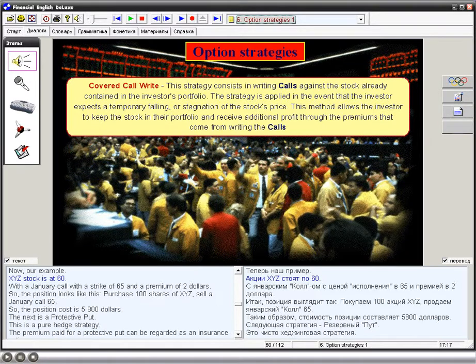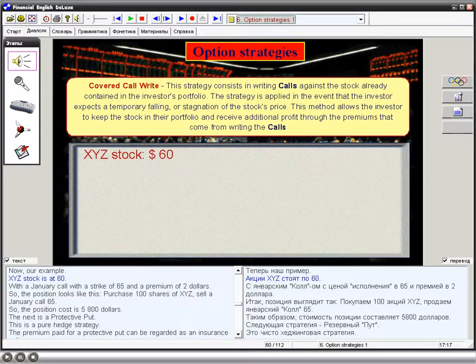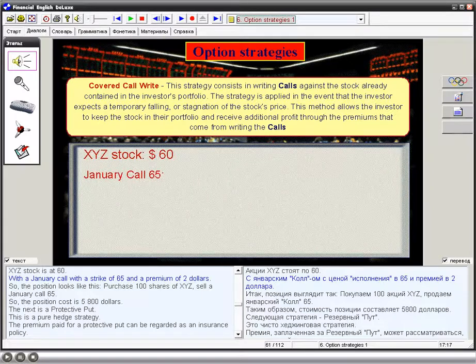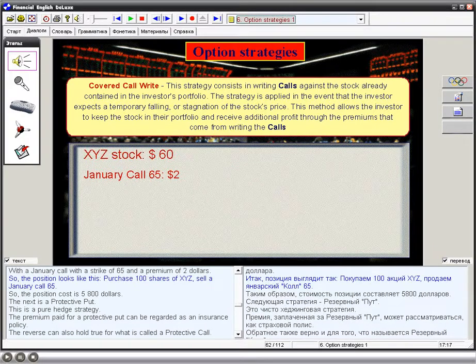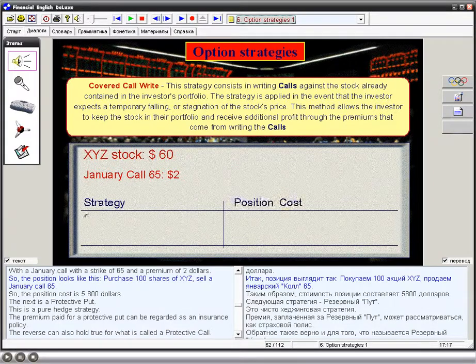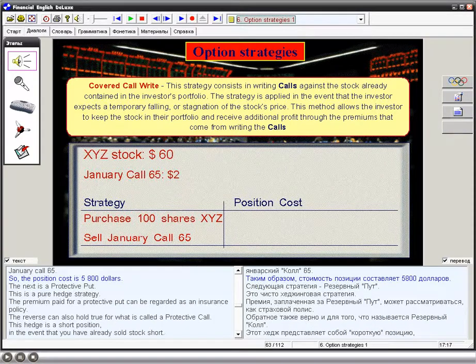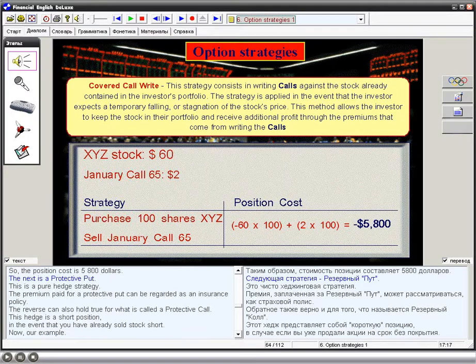Now our example. XYZ stock is at 60. There's a January call with a strike of 65 and a premium of $2. So the position looks like this. Purchase 100 shares of XYZ. Sell a January call 65. So the position cost is $5,800.